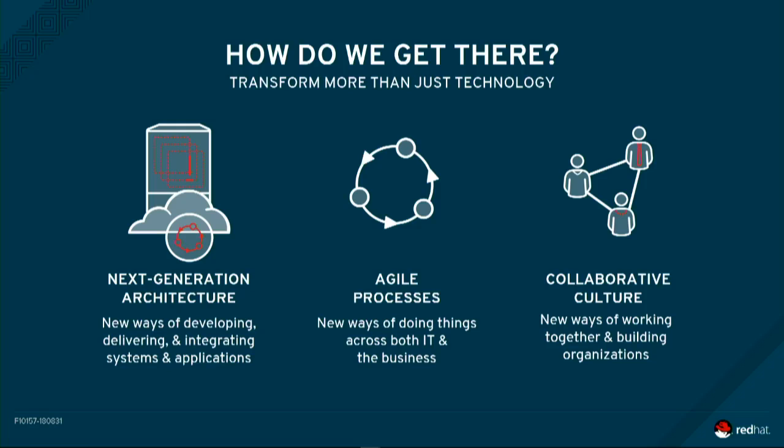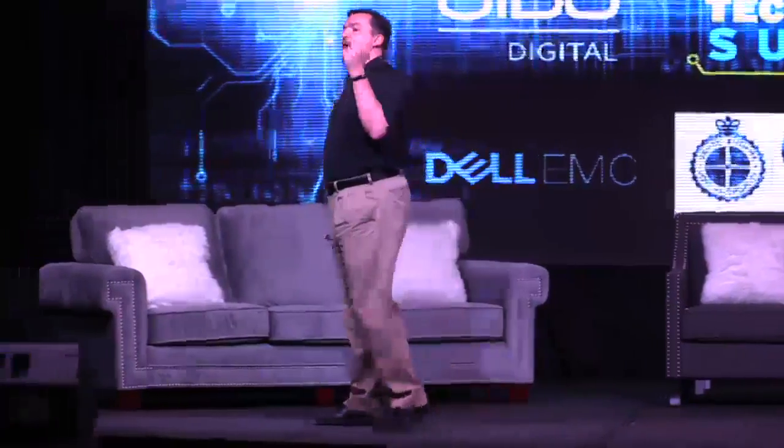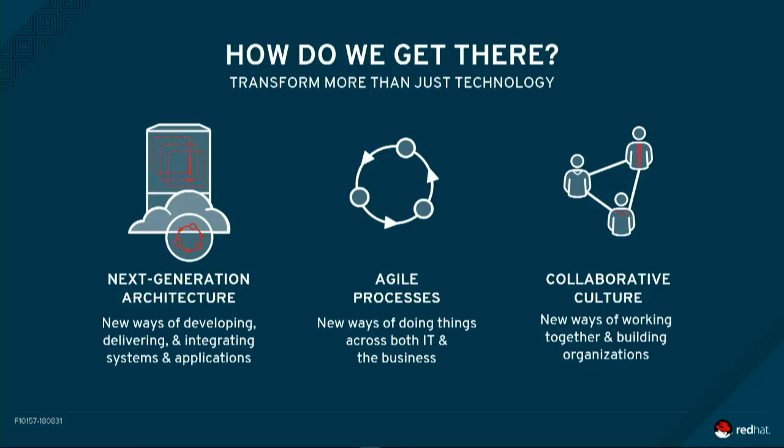Well, the first thing that we want to do is adopt next generation architecture. Do things in a cloud-native fashion, with new ways of developing and delivering and integrating systems and applications. Have agile processes. This goes back to that cultural change that I talked about earlier. Digital transformation is not just about bits and bytes and servers. It's about changing the way you think about doing business. And then develop a collaborative culture. I swear I think that's probably the hardest phase. Getting folks who have traditionally been siloed, right?